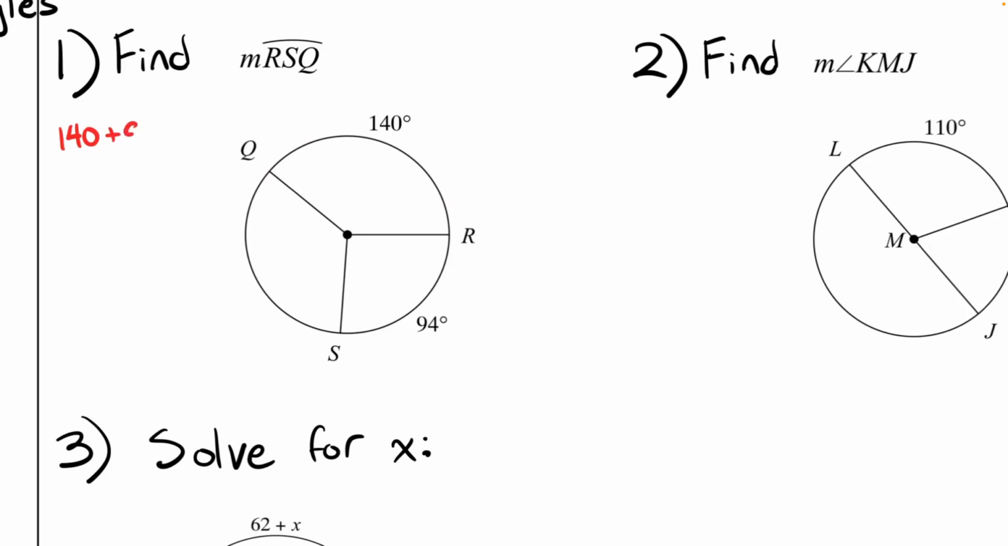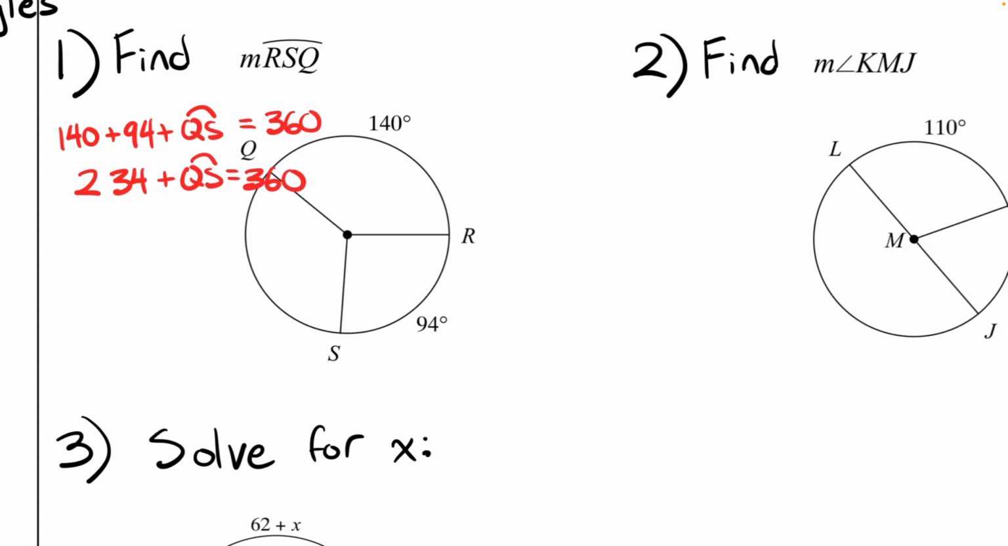140 plus 94 plus this arc, I'm going to call it QS, all of those add up to 360 degrees. And then from there, I just need to solve for this QS, that missing piece. So I need some help with my mental math. 140 and 94 adds up to, someone shout it out. 234, good. Plus arc QS is equal to 360.